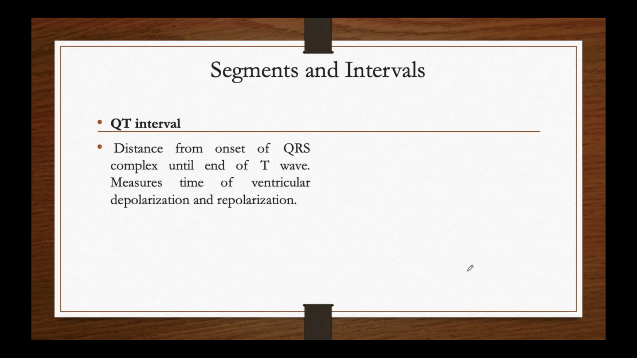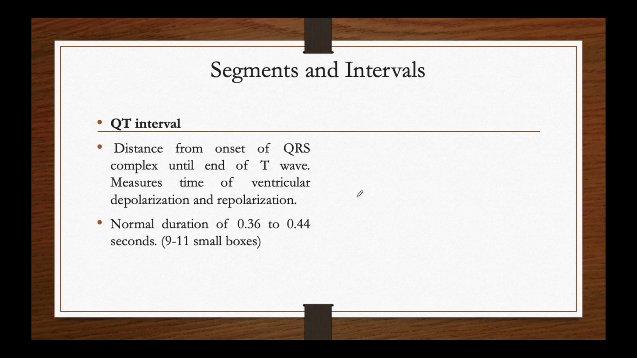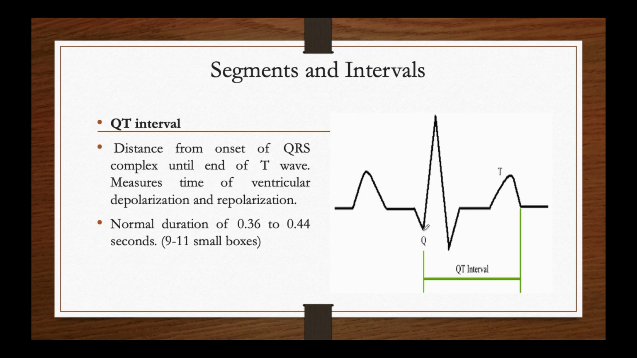That's the contraction of the heart. So in the normal duration is also 0.36 to 0.44 seconds, and it usually is between 9 to 11 small boxes, as you can see over here. So from here to here will be our QT interval.